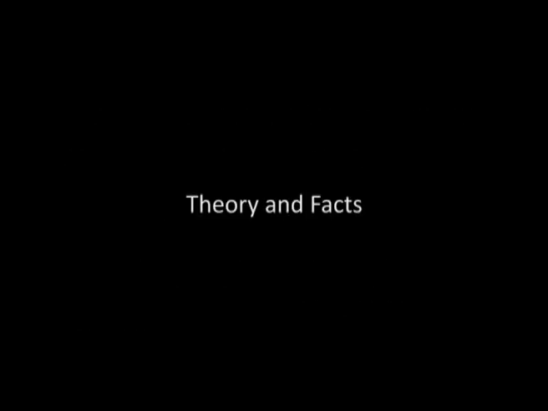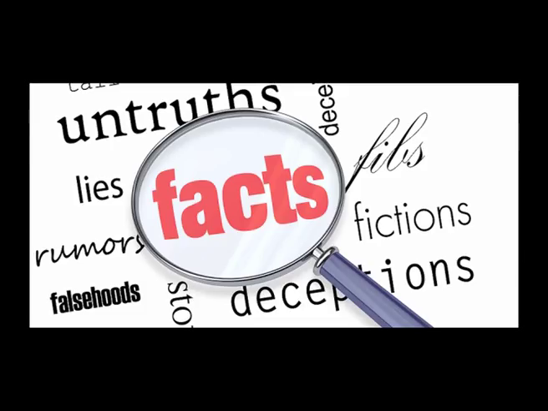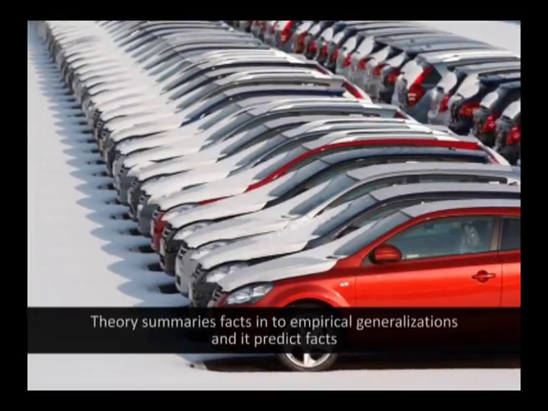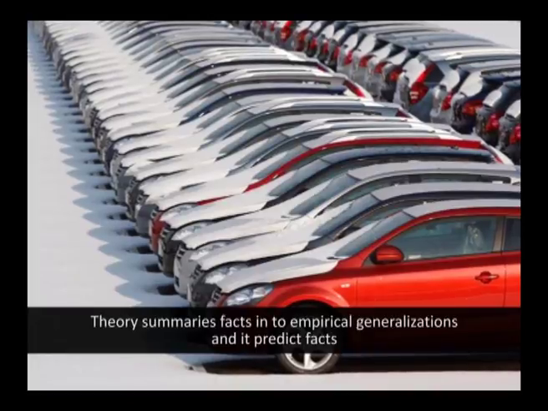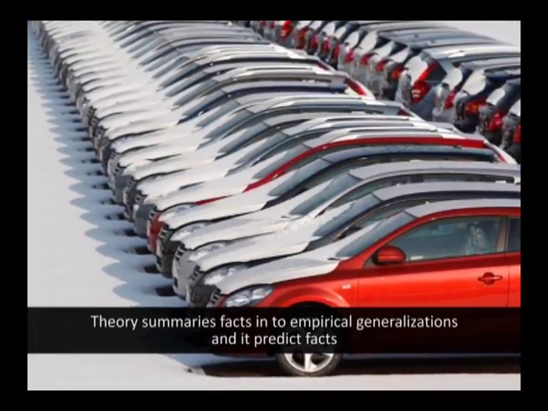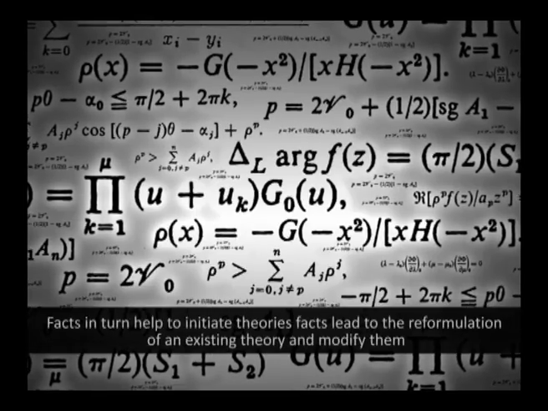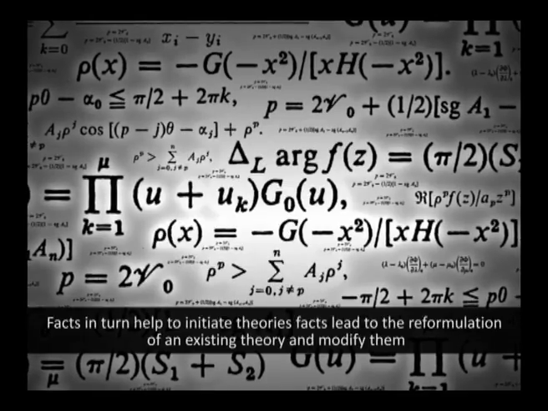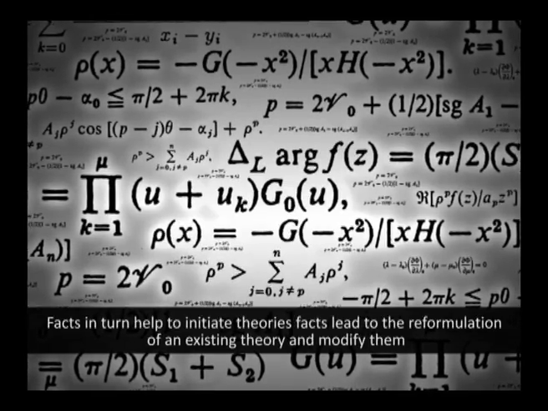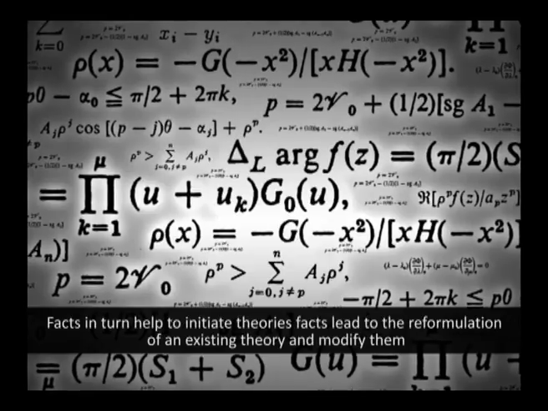Theory and facts. Theory and facts are interrelated. Facts are empirically verifiable observations, and theories establish relationships between facts and order them in a meaningful way. Theory summarizes facts into empirical generalizations, and it predicts facts. Facts in turn help to initiate theories. Facts lead to the reformulation of an existing theory and modify it.